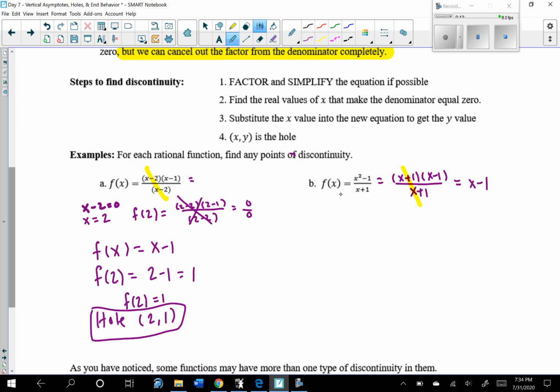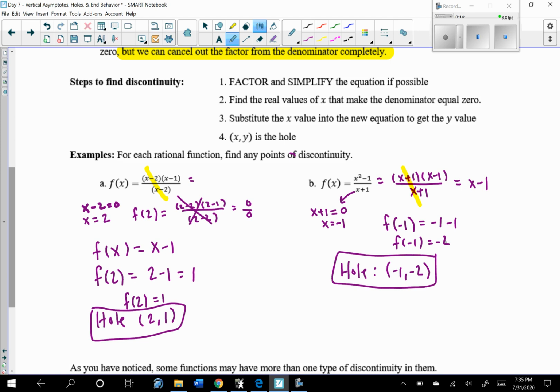So going back to the original problem, that's going to tell me my restriction. x plus 1 equals 0, so x equals negative 1. I'm trying to figure out, is that a vertical asymptote or a hole? The reason I know it's a hole is because when I put it into my simplified answer, f of negative 1, I get negative 1 minus 1. So f of negative 1 is equal to negative 2. Because it gives me a value and not some error, I know this is a hole at negative 1, negative 2.